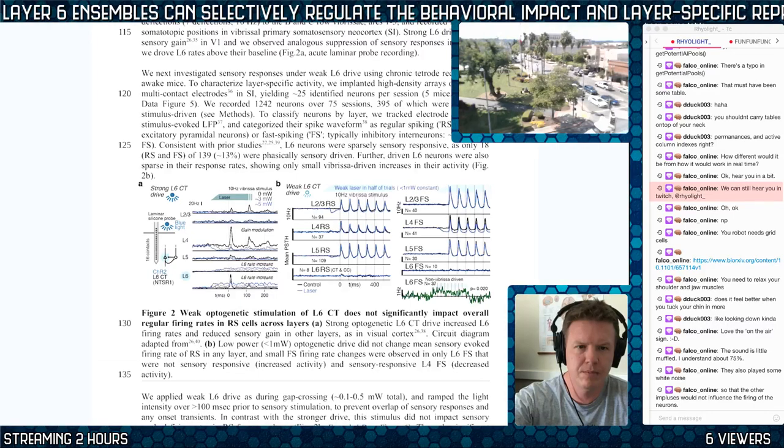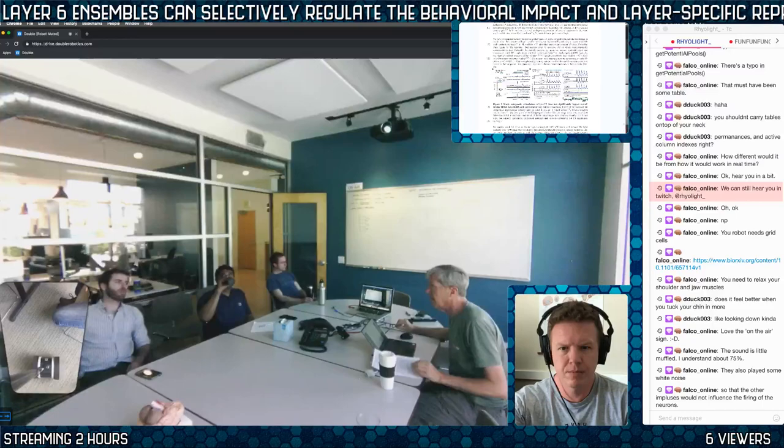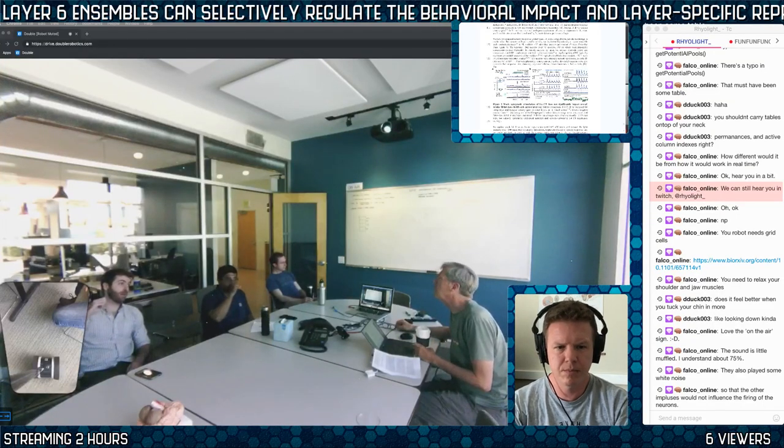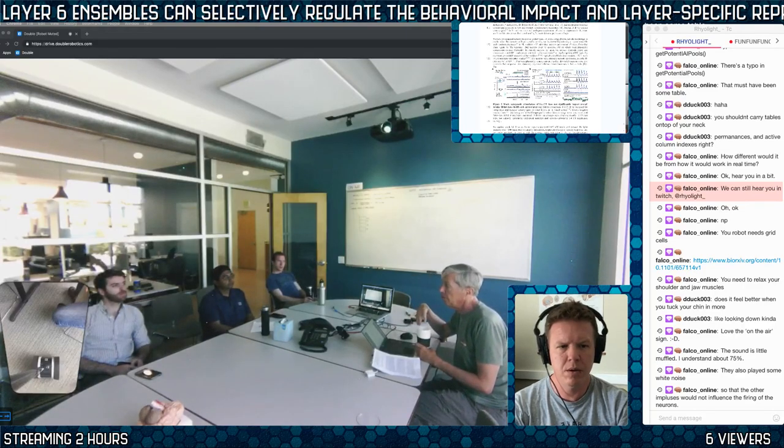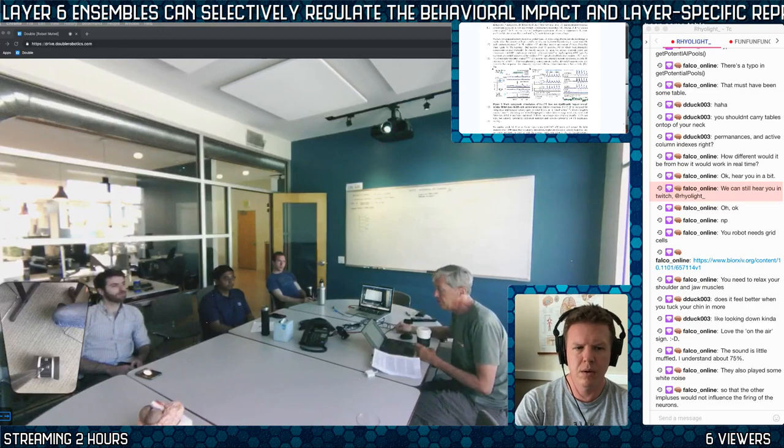So is it just change detection during the experiment? Seems like in that first experiment, they're just saying whether they can coerce the rat to jump. Well, they're not coercing the rat. The rat wants to jump. It's not just change detection, but that's really what the paper's all about. But you're right. In that first experiment, what they did is say, what happens when we just manipulate layer 6? And so they made some observations about that.